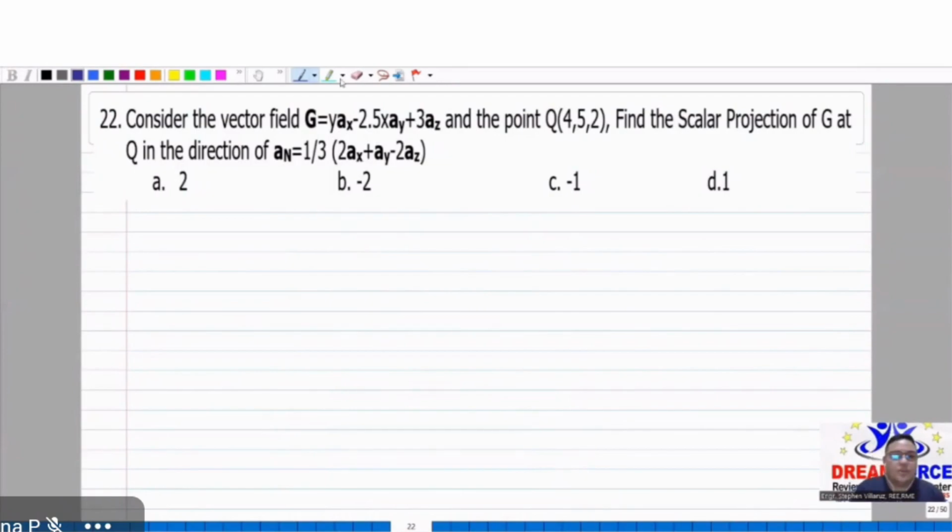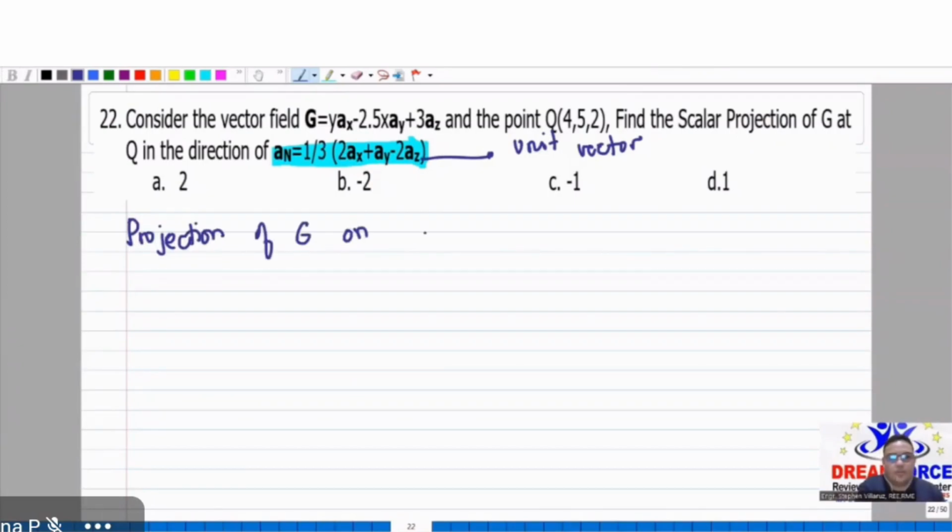Okay? So, take note, as you can see dito, sa binigay sa atin na direction, naka-fraction na yan. So, siguro this is now a unit vector. So, wala na tayong problema dito. Take note lang, ang hinahanap is projection of your G on AN. Ito yung direction natin. But since naka-unit vector na yan, hindi na natin gagalawin yan.